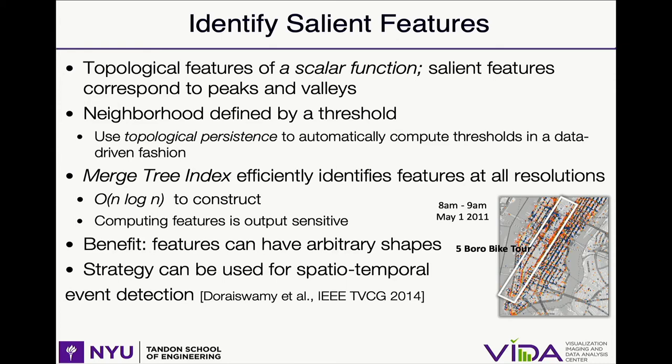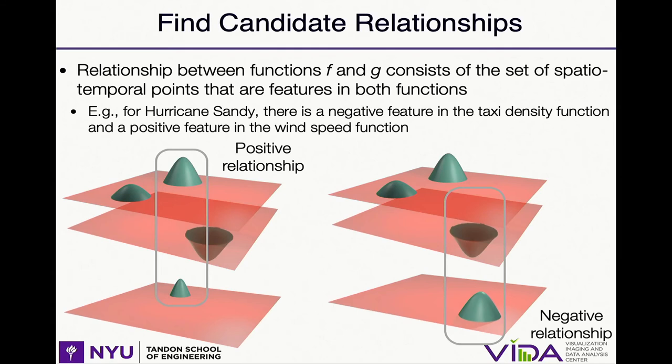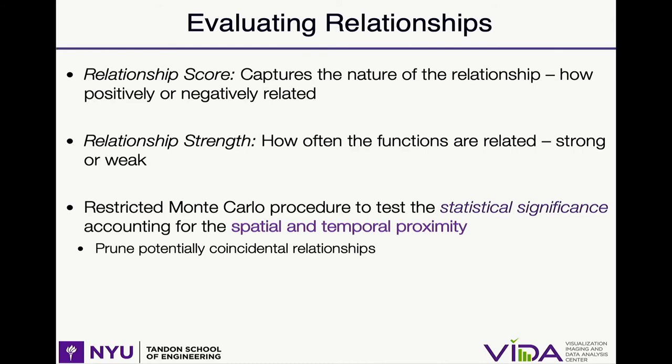Okay, so once you have the salient features, how do you go about finding the relationships? Here, intuitively, it's really simple. You just do a spatial-temporal join of the scalar functions for the different attributes. When they coincide, peak with a peak, you have a positive relationship, analogous to positive correlation. Or when you have a peak with a valley, you have a negative relationship. But as I said, you can have many, many different relationships. Lots of them make no sense. They can be simply coincidental.